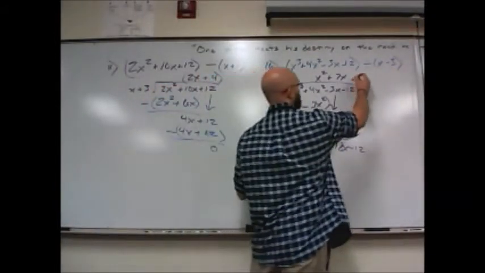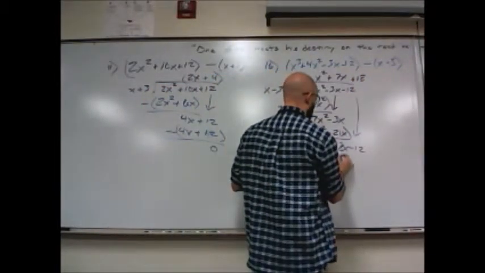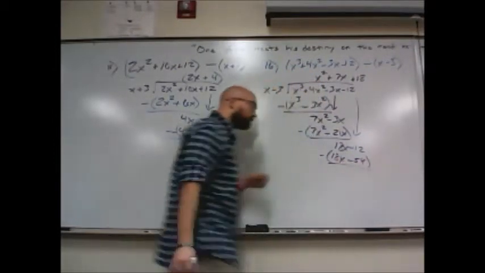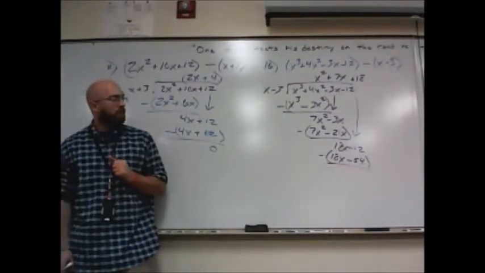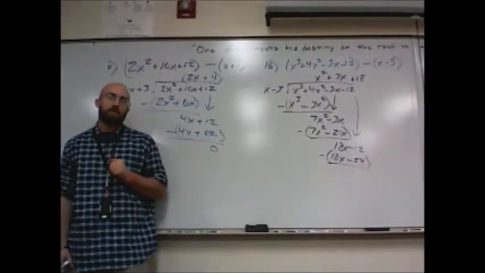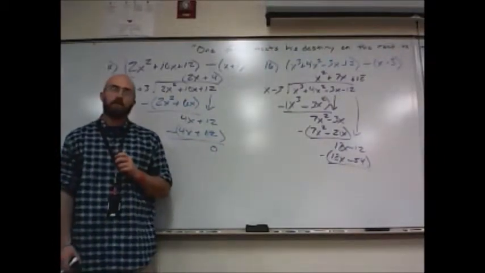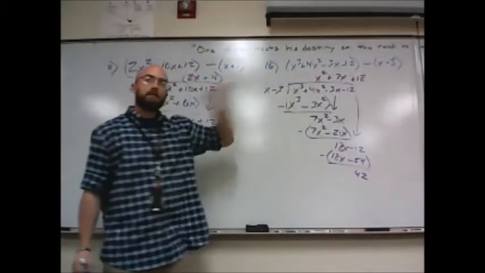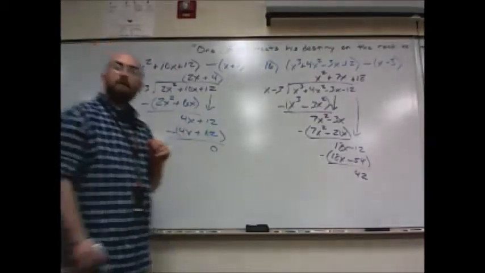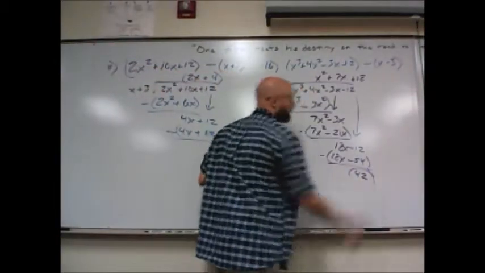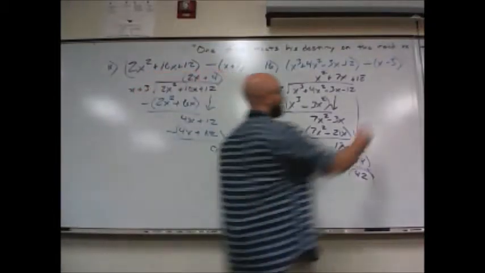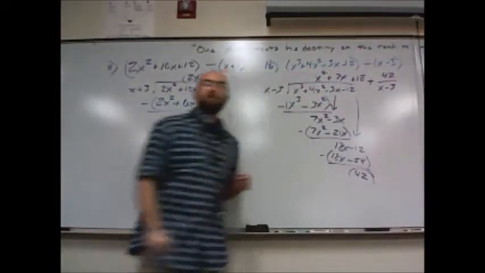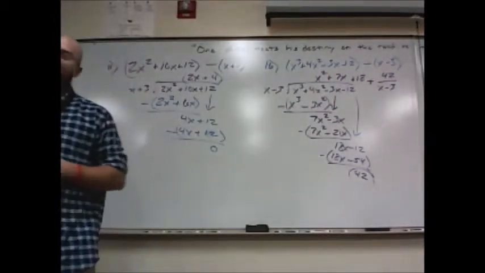18. I believe that's 54. Yeah. So once we add them, we get 42, correct? Yeah. Wait, where did 54 come from? The 18 times 3. Isn't that your remainder? That's your remainder, right? So how do we write that? Do you remember? Don't you write that over x minus 3? Yeah. You have the right idea, Devin, so you're good. And that's it.